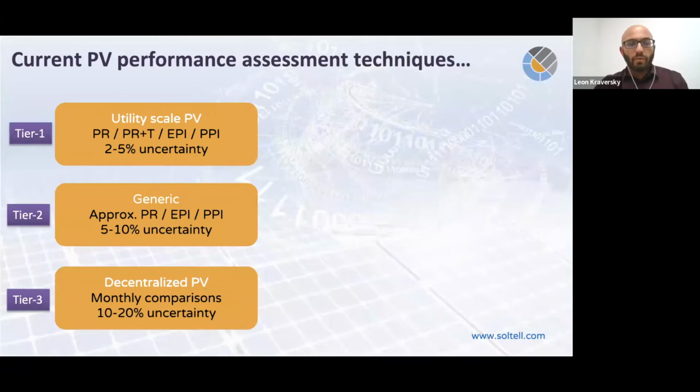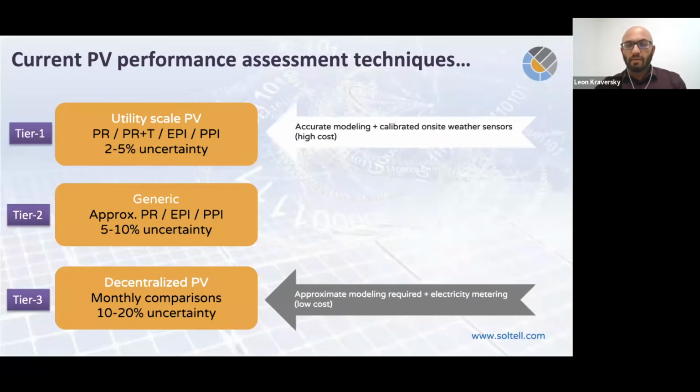So we divided to 3 tiers, I would say. One tier is what we use for utility scale. It's the top tier. It gives the lowest uncertainty, the methods which are utilized there. They use the techniques which are considered the most precise. It's performance ratio with temperature correction, and it's typically utilizing high-tier equipment and accurate modeling.